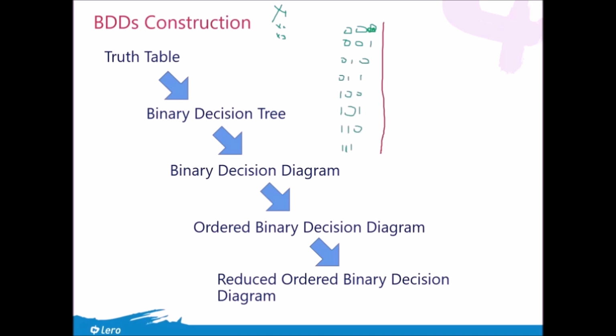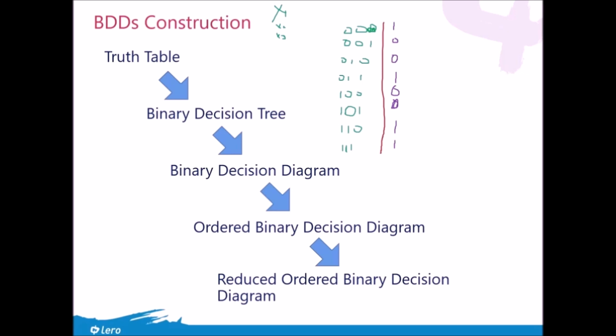Let's say the result of this binary function is 3 zeros gives you a 1. This gives you a 0, 0, 1, 0, 0, 1, 1. For our truth table, we have to represent this as a binary decision tree.